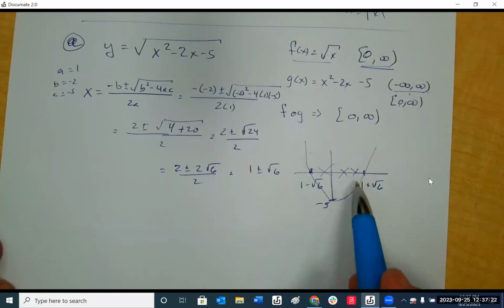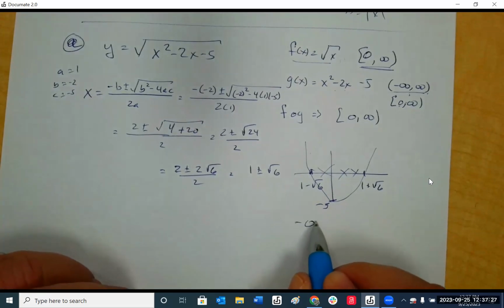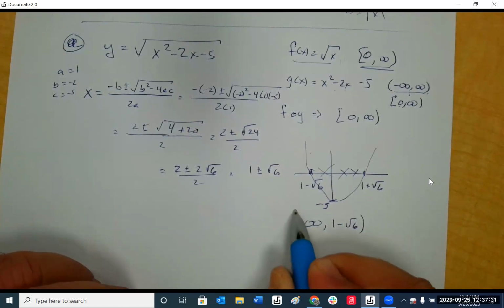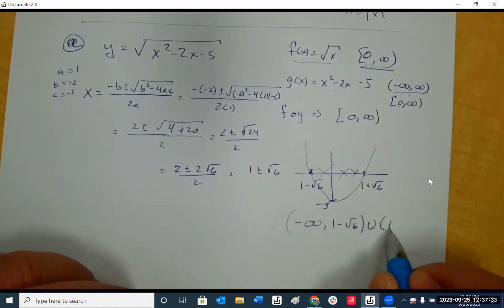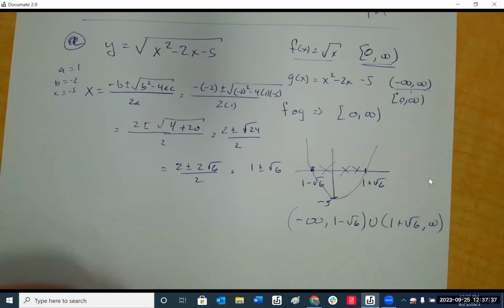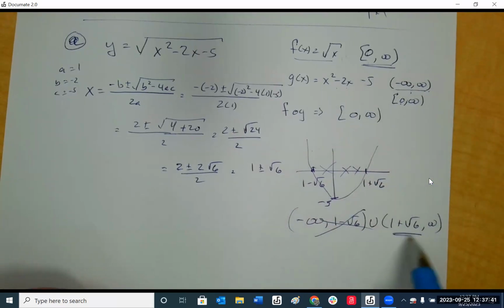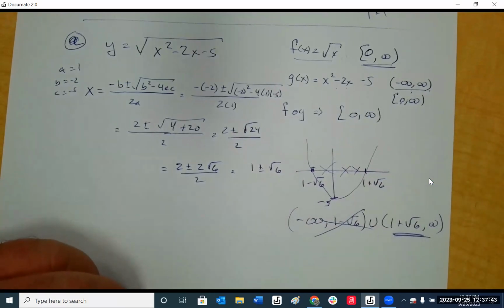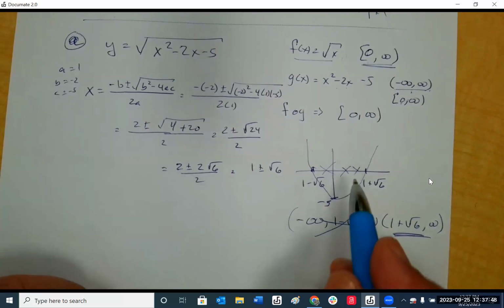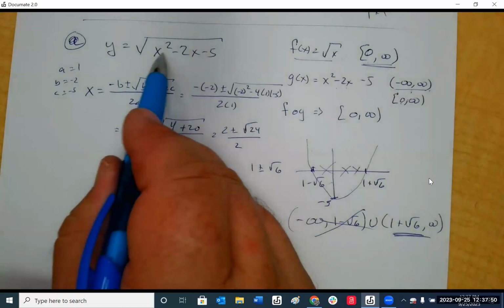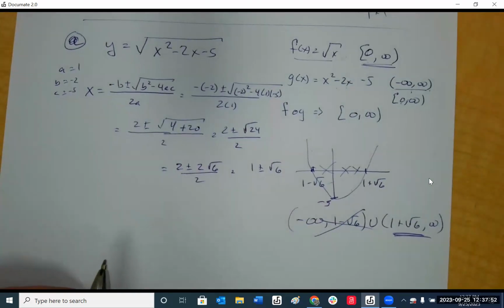Because it'll give us a negative answer. So our domain really is negative infinity to 1 minus radical 6, and 1 plus radical 6 to infinity. This one has to be positive, so that's our domain. Anything that's inside of that parabola is going to give you a negative answer, which means we can't take a radical of it. It'll give us imaginary.